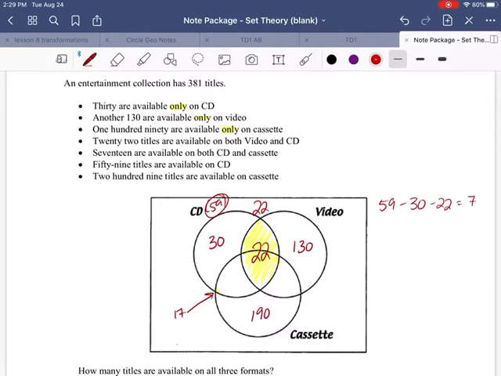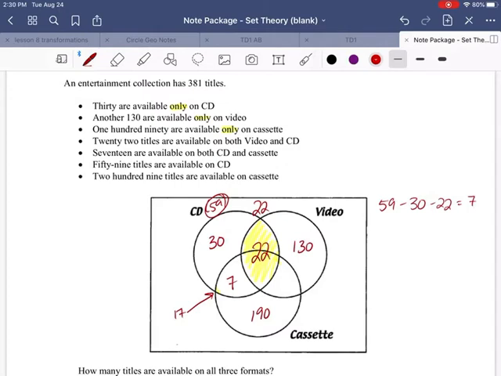Okay, now that 7 goes here. It has to be, because the total of this circle has to add up to 59. Now again, I don't know how this 22 is split up between these two sections. I don't care at this point. I'm just going to assume that both of them are 22. Okay, so if that's 22 and this part is 7, we've got that much so far.